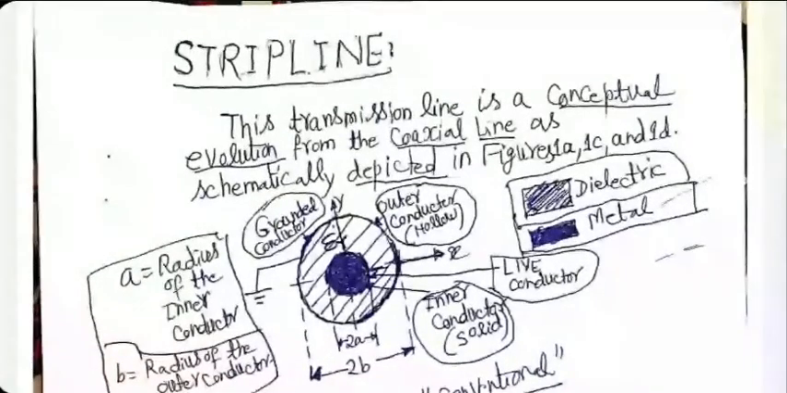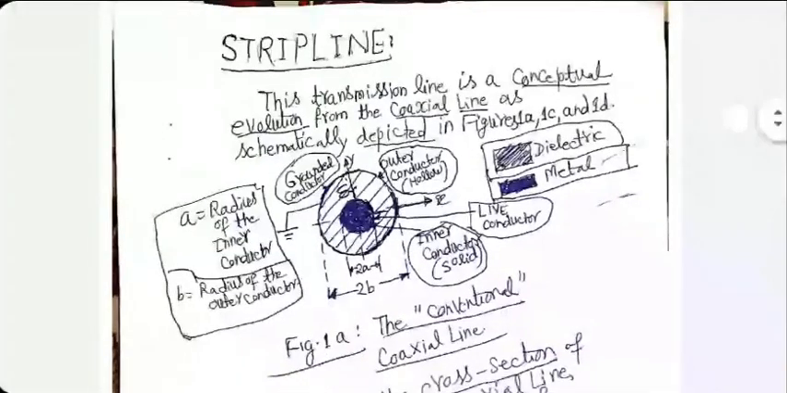Every theory that we have looked at for transmission lines will apply here, but it's a different kind of transmission line that we are looking at. Start with the coaxial line conceptually. It has two conductors which have the same center. The outer conductor is hollow, inner conductor is solid. In between, you have got dielectric material filled.